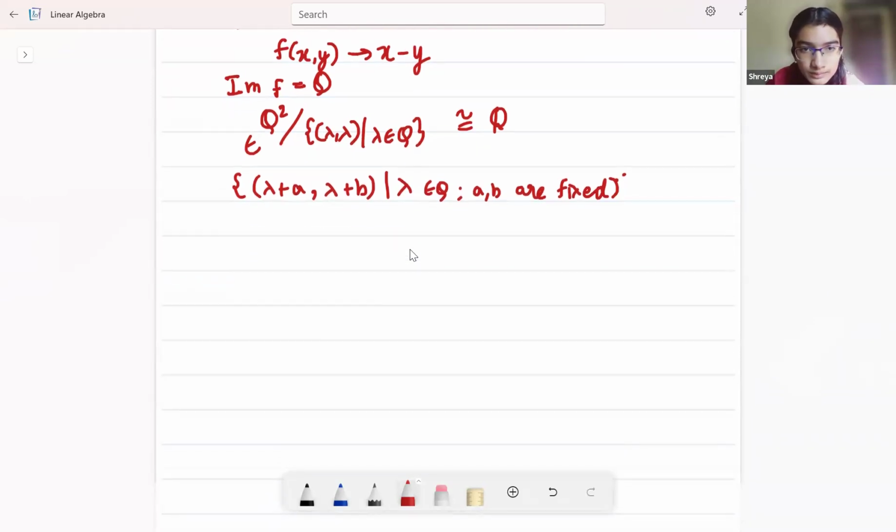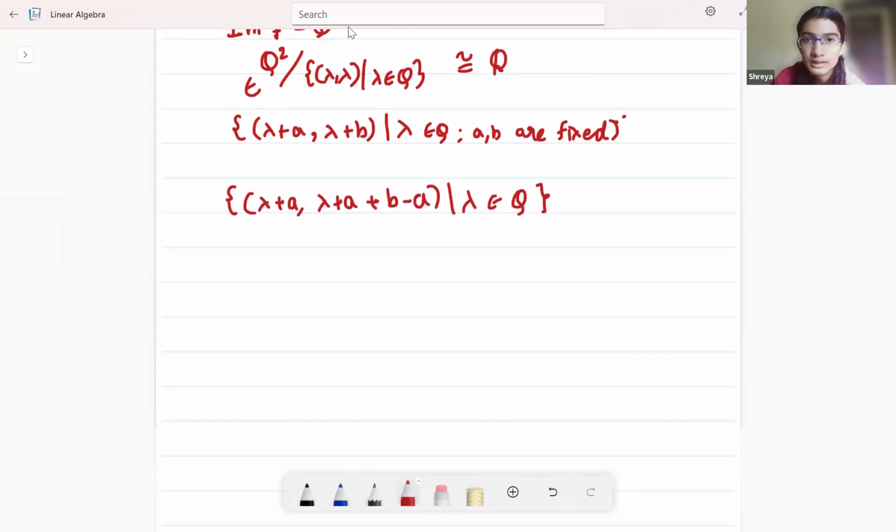So, is this a good way to represent it? Do we really need two variables to capture all of this information? A minus B. Yeah, exactly. So you can instead write this as lambda plus a and lambda plus a plus b minus a, where lambda belongs to the rationals. And again a and b are fixed.